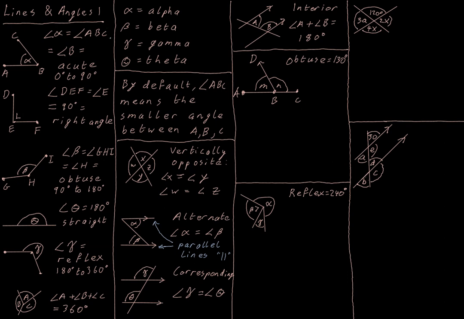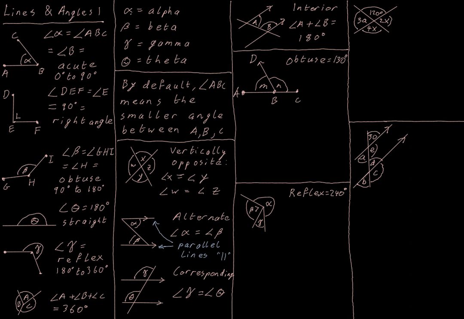Hello. Now we are going to look at the names and the rules connected to lines and angles. We're going to start off by looking at the names for the different sizes of angles and then some rules connected to them. Before we begin, the names for angles are sometimes given by Greek letters.